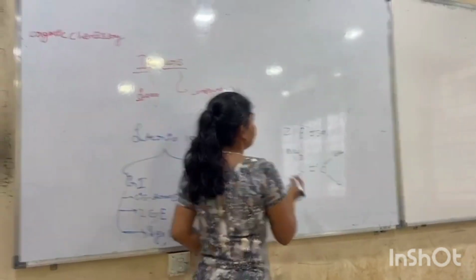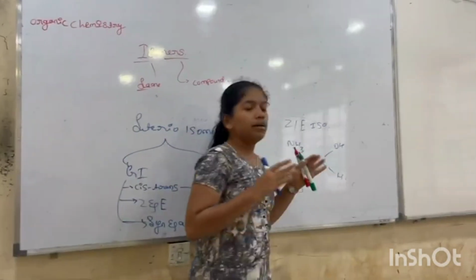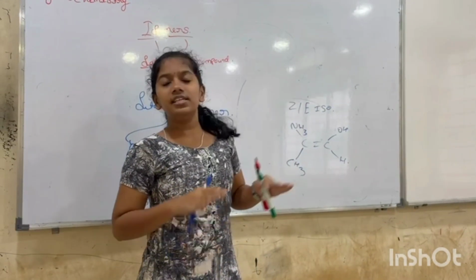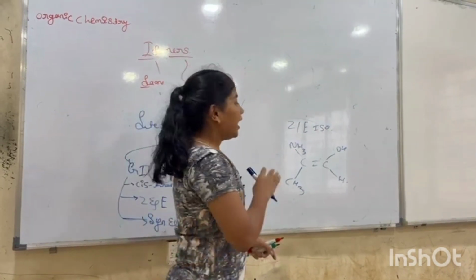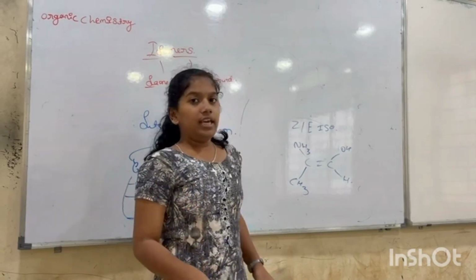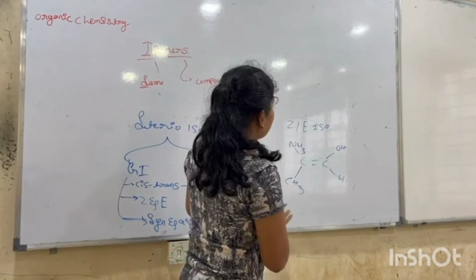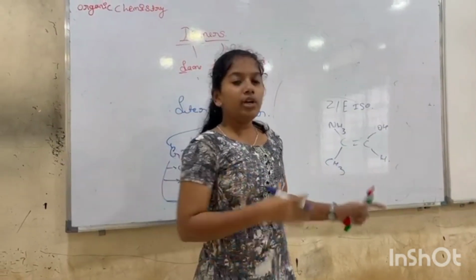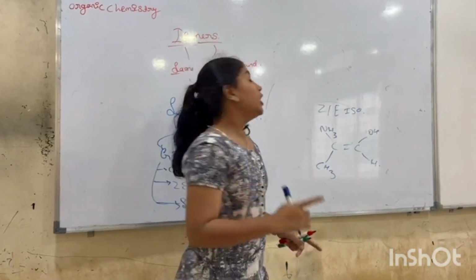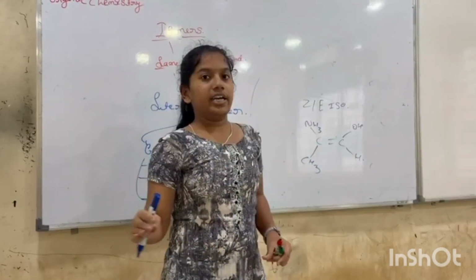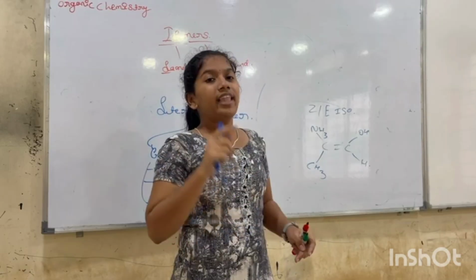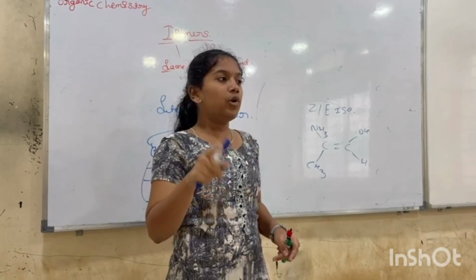But we give numbers and find whether number 1 is above or below. This is called Z isomer. If the number 1 is present on the opposite side, this is called E isomer. So in this case, we give numbering. The first step is the atomic number. Whichever atom has the greater atomic number, we give that atom more importance.